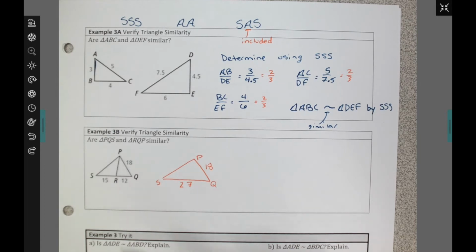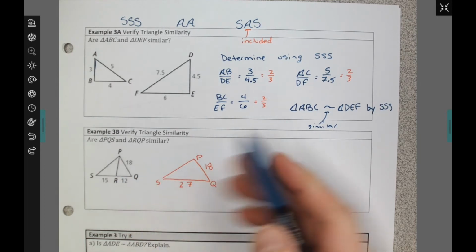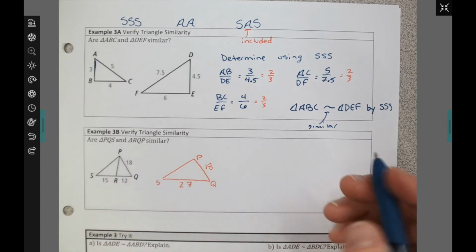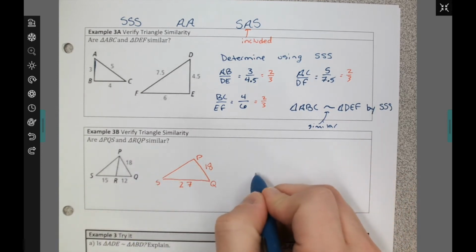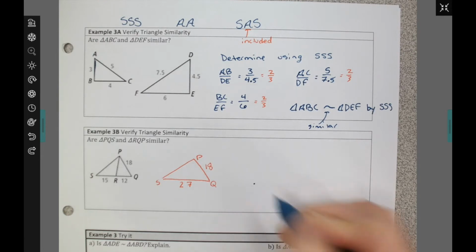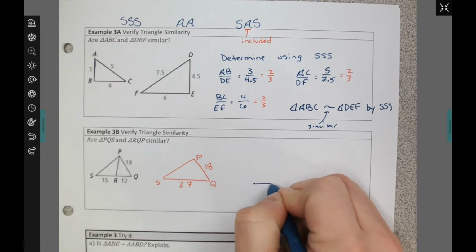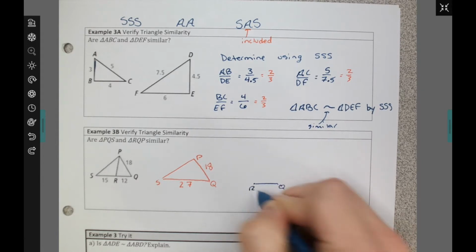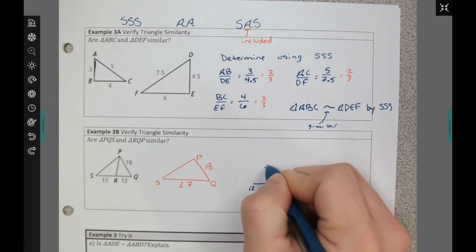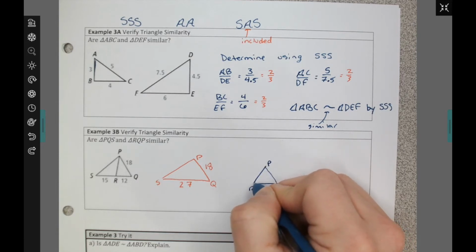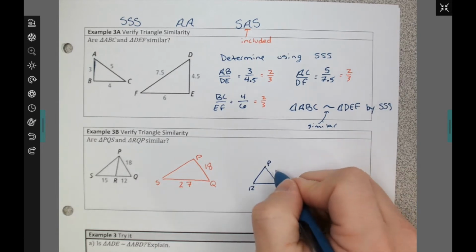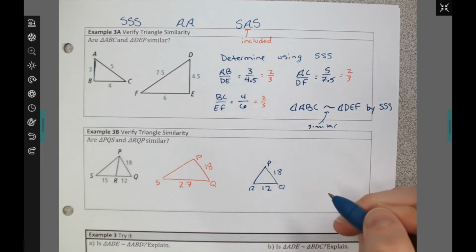The other triangle they're worried about is RQP. So it's that little one on the right. If I go from R to Q to P, so I have R to Q to P. Okay, so if I go RQP, we have 18 and we have 12.